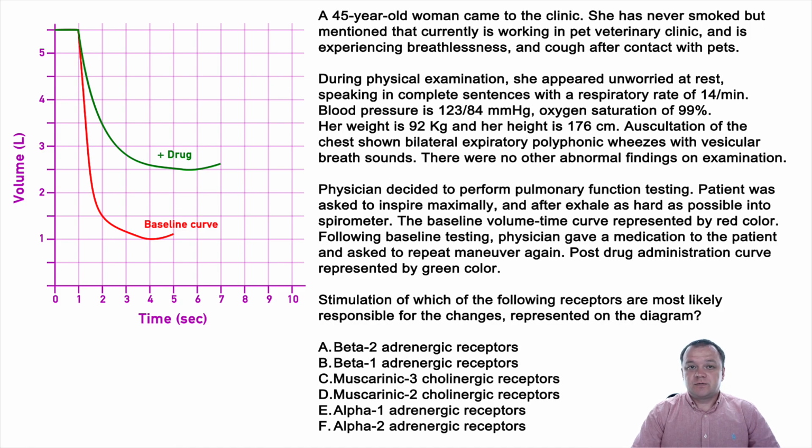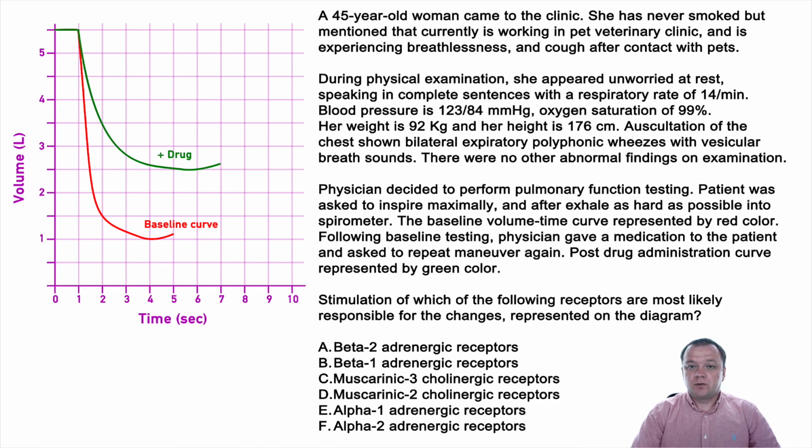The physician decided to perform pulmonary function testing. The patient was asked to inspire maximally and then exhale as hard as possible into a spirometer. The baseline volume-time curve is represented by red color. Following baseline testing, the physician gave a medication to the patient and asked to repeat the maneuver again. The post-drug administration curve is represented by green color.